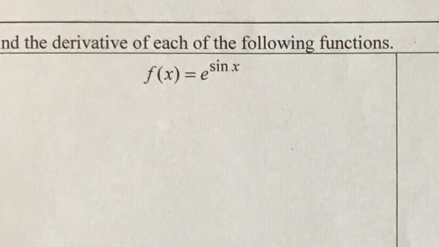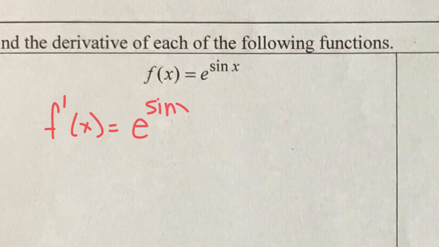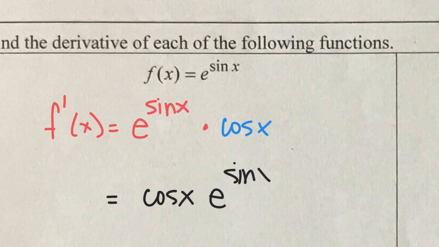So here we have e to the sine x. So what is the derivative of e to the sine x? Well, it is itself. So e to the sine x times, what is the derivative of sine? Cosine. Okay, so I guess we could simplify this and write cosine x e to the sine x if we really wanted to, but we don't have to. You can write e to the sine x times cosine x, and that's perfectly okay. So it's the original function times the derivative of its power.